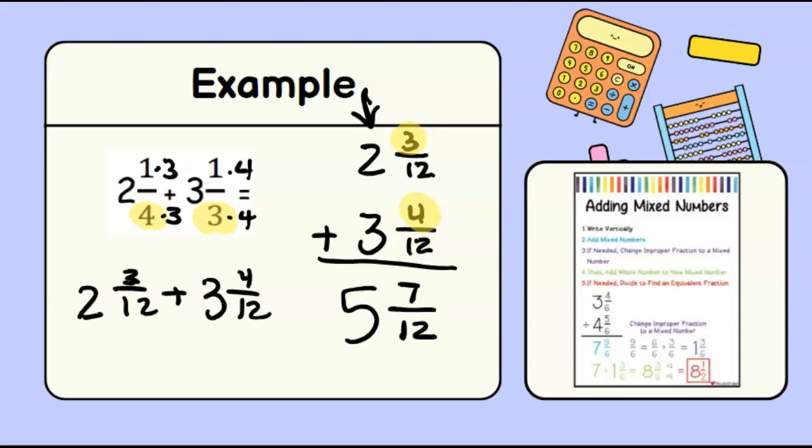I need to think, can I simplify 7 and 12? Do they have any multiples in common? Or can they be divided by the same number to simplify them? Well, no, they cannot. So therefore, that fraction is as simple as it can get, leaving the sum of my two mixed numbers as 5 and 7 12ths. Continue on for more practice adding mixed numbers.